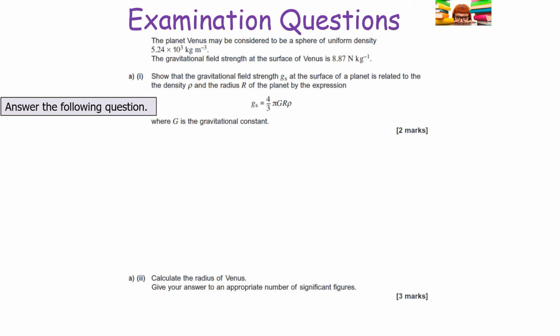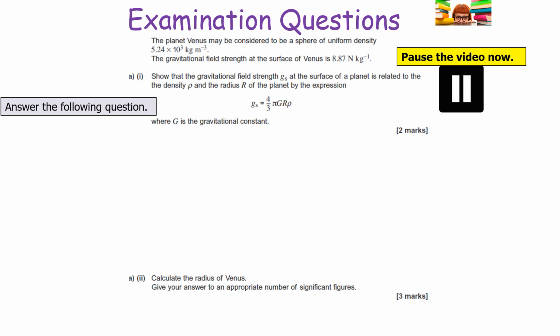Next question. The planet Venus may be considered to be a sphere of uniform density of 5.24 times 10 to the 3 kilograms per meter cubed. The gravitational field strength at the surface of Venus is 8.87 newtons per kilogram. Show that the gravitational field strength g at the surface of the planet is related to the density and the radius of the planet by the expression g is equal to 4 over 3 pi big G big R times density. Then finally calculate the radius of Venus and give your answer to the appropriate number of significant figures. So pause the video now, then unpause the video when you want to go through your answer.